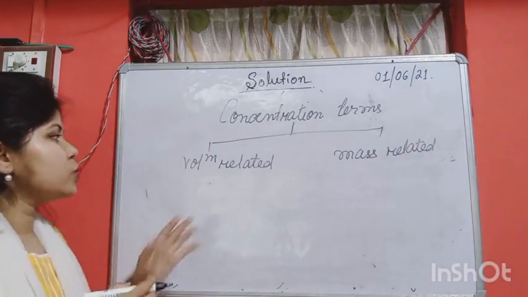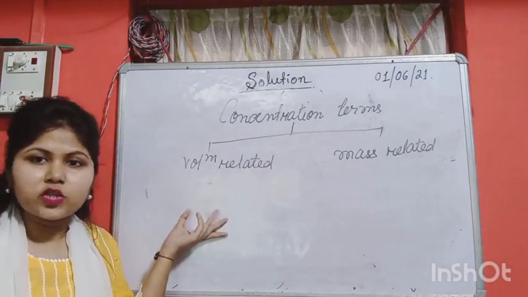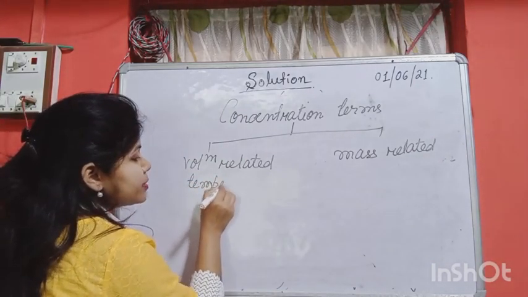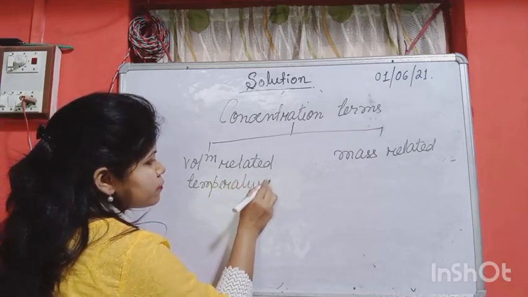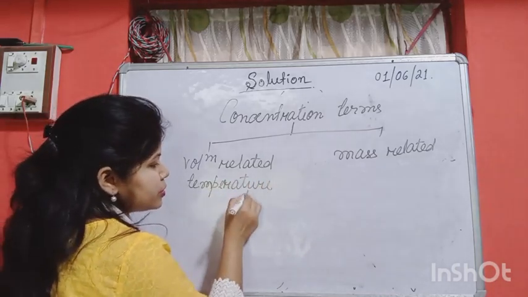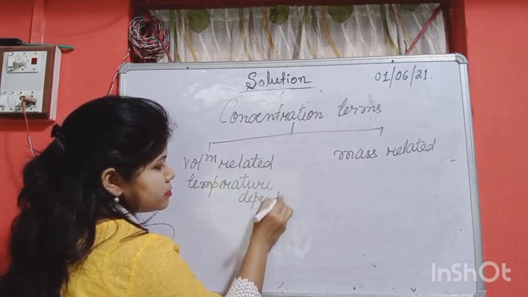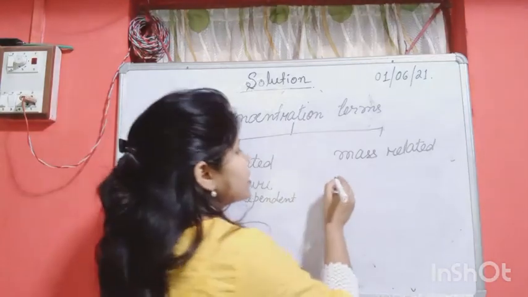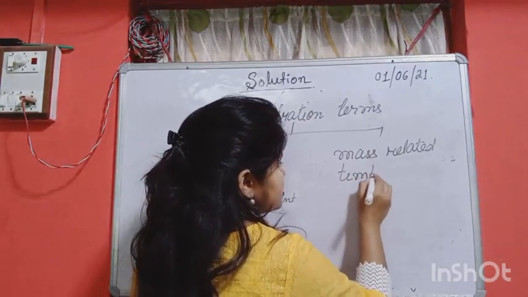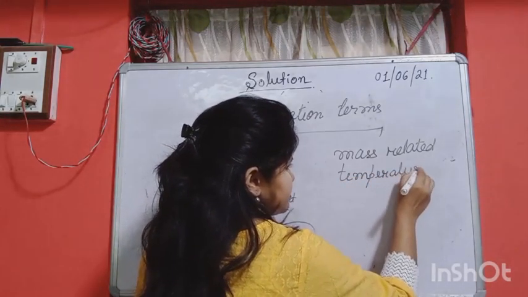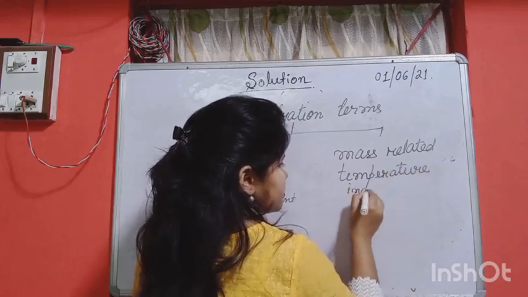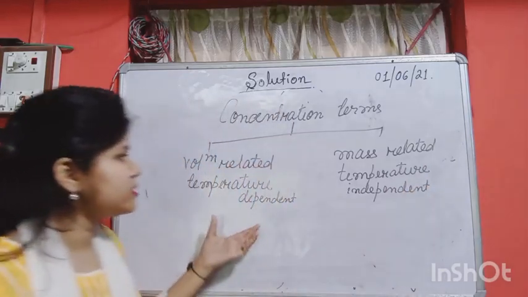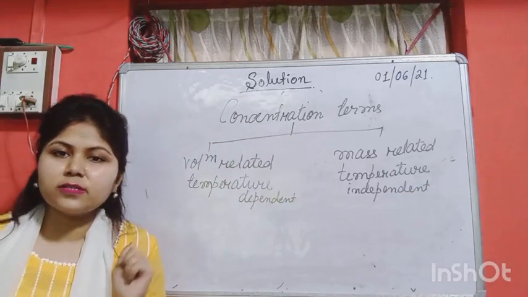Okay, so volume is directly related to the temperature. So we can say that it is temperature dependent, because volume is directly proportional to temperature. But mass is not related to any temperature and all, so you can say it is temperature independent. Now these are the two parts with which we can divide the concentration terms.